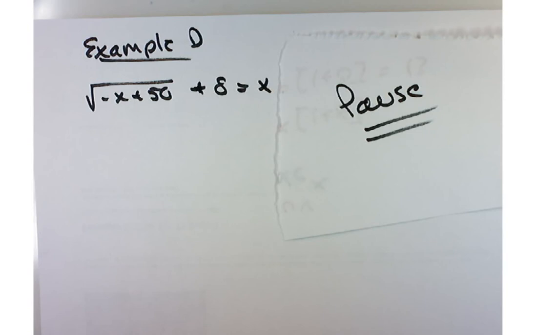X to the second. So it would be, but you don't want to square it here. You want the radical by itself first. Oh, yeah. Oops. Yeah, yeah.